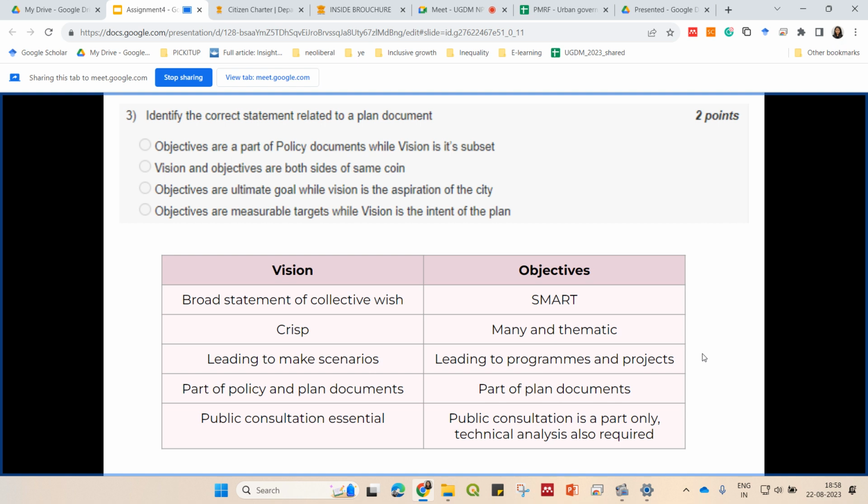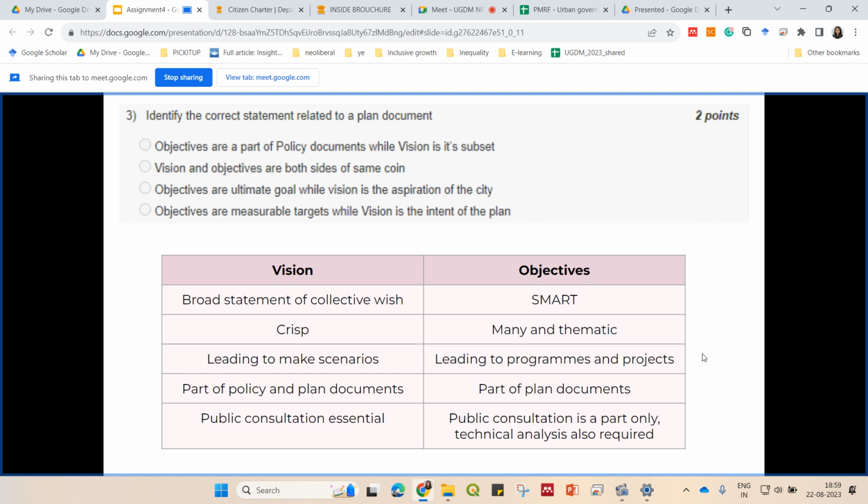This is because whatever the public might wish might not be attainable, might not be reasonable, might not be physically possible. So public consultation, although it is a part of objectives also, technical analysis is further required in order to finally formulate objectives which are accomplishable. So these are the key differences between the vision and objectives.